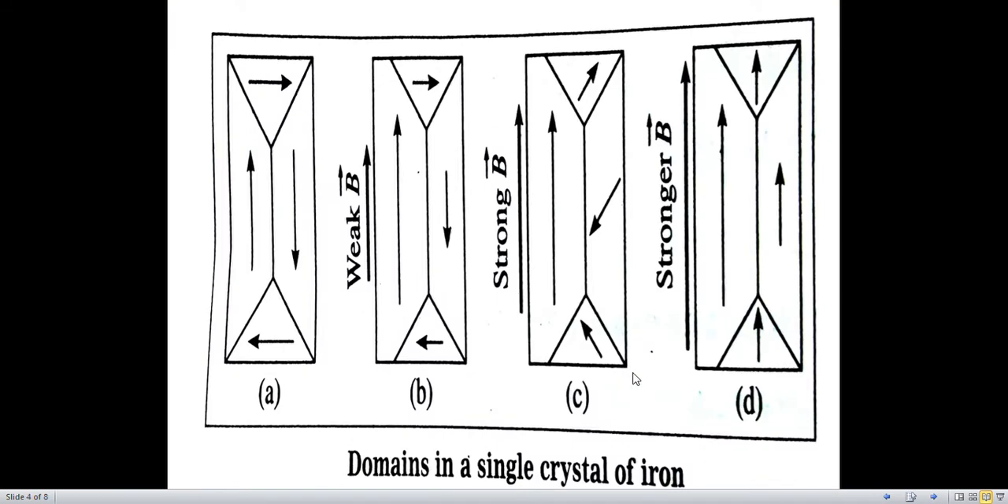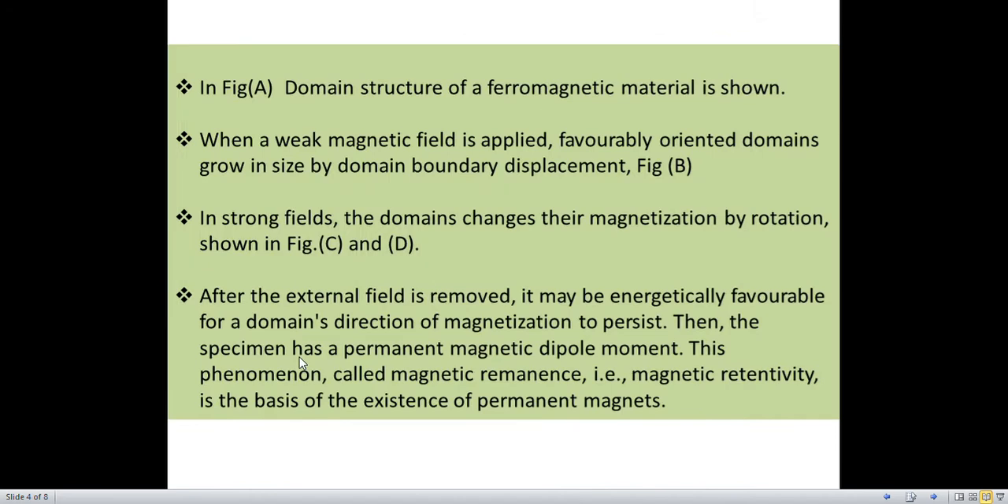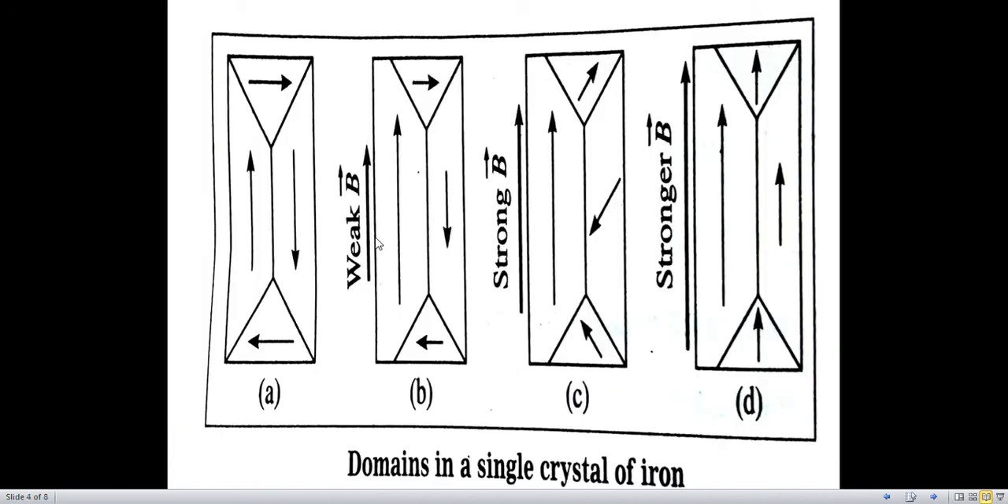Now, here I am showing domains in a single crystal of iron. The first figure, that is figure A, shows that we have a ferromagnetic crystal and we have divided it into domains. And this domain structure varies on application of magnetic field. In this second figure, a weak magnetic field is applied. Then we can see that these domain walls shift so as to align themselves in the direction of the magnetic field. Now what I am doing further, I am changing my magnetic field.